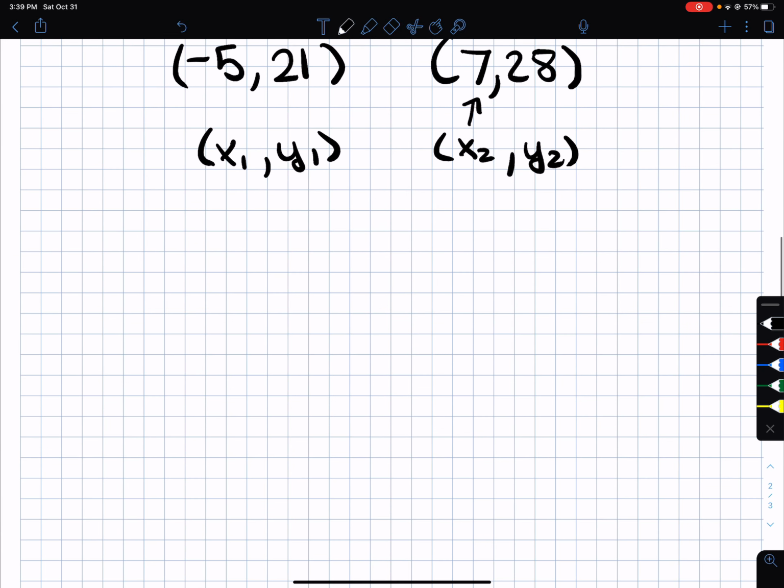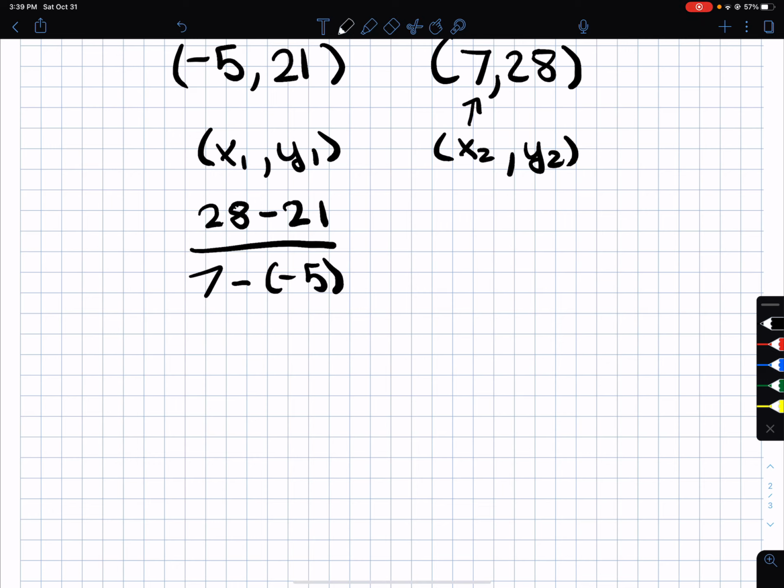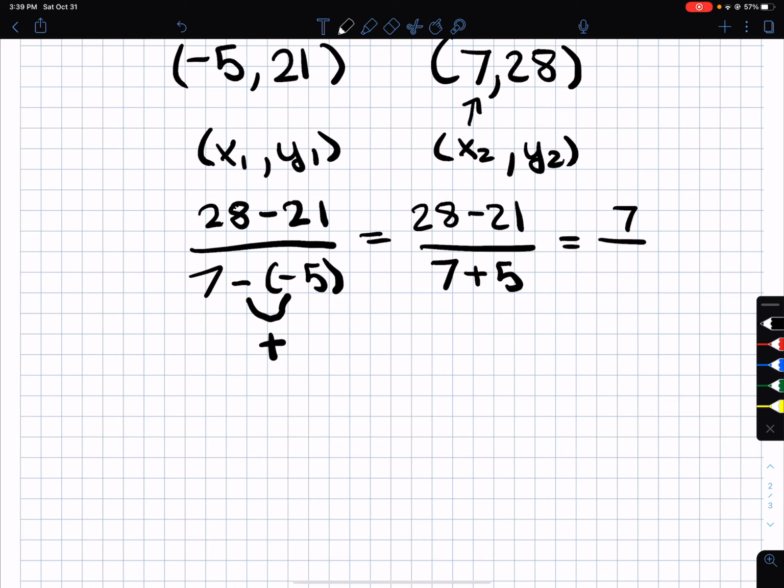So we'll have 28 minus 21 over 7 minus negative 5. And that'll result in 28 minus 21 over 7 plus 5, because remember, subtracting a negative becomes a plus. And here you'll get 7 over 12. And that's equal to m, which is your slope. So hopefully this video helps you guys find slope.